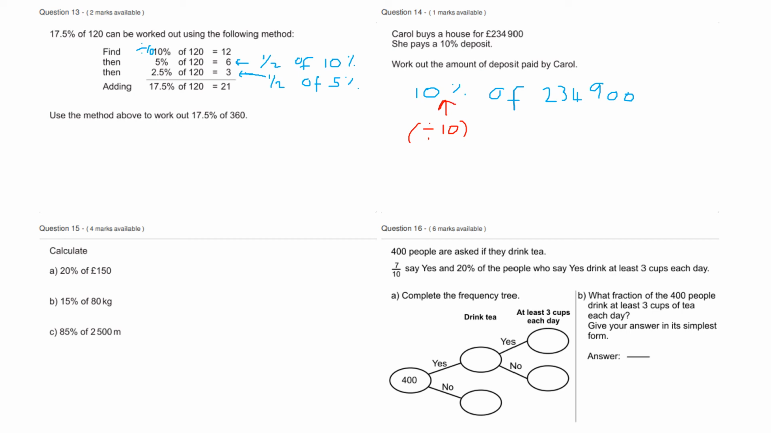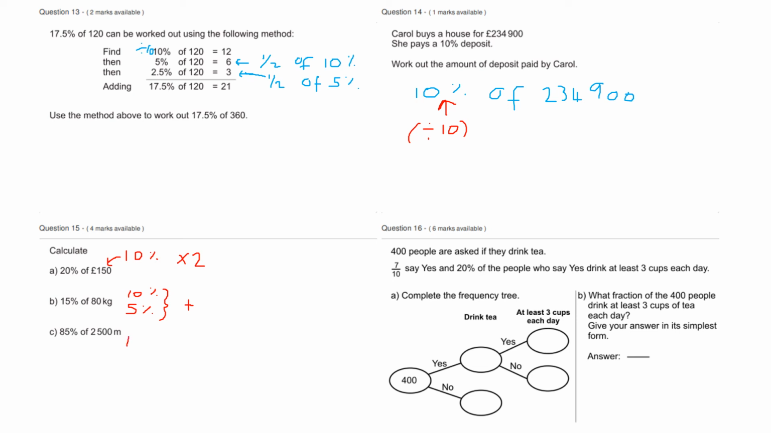For question 15, we're finding 20%. So to find 20%, what you do is you find 10% and you double it. Okay, so you're going to find 10% and you're going to times it by 2. For B, you want 15%, so you're going to find 10%. Then you're going to half it to get 5%. And then you're going to add your answers together.